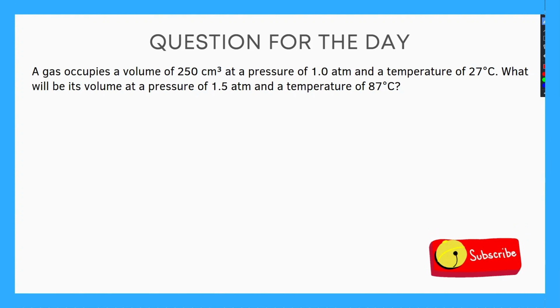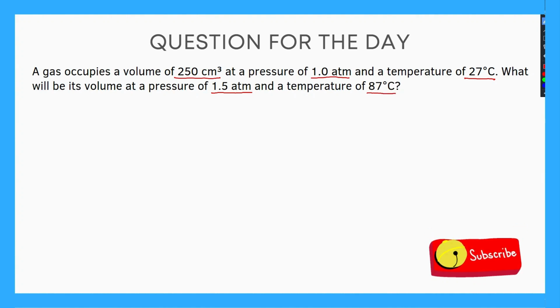On today's episode of Question for the Day, we have a question that has to do with the general gas equation. So let's go into details and see if we can do justice to this question on the screen right now. The question says a gas occupies a volume of 250 cm cube at a pressure of 1 atmosphere and a temperature of 27 degrees Celsius. What would be its volume at a pressure of 1.5 atmosphere and a temperature of 87 degrees Celsius?